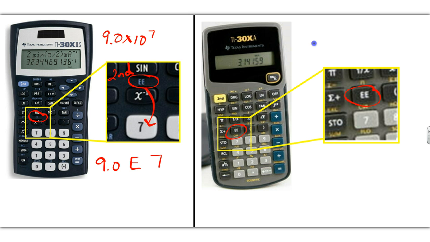Over here, to type in 9.0 times 10 to the 7, you're actually going to type 9.0, and when you hit the E button, you're going to get this little 0, 0, and then we're going to type in 7 in place of one of those zeros. So it's not going to actually give you an E or a times 10. Okay, so let's get back to our problem.